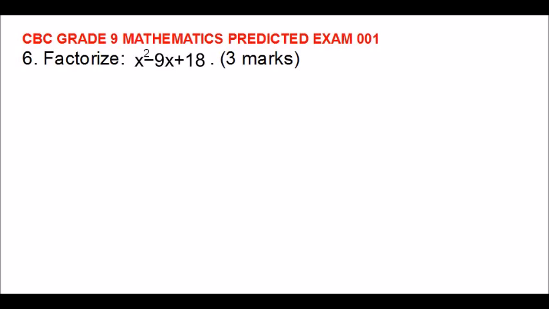This is question number 6, and we are told to factorize x squared minus 9x plus 18. How do you go about this? We call this a quadratic expression, where the highest power of x, the unknown, which we also call the index, is 2. That is referred to as a quadratic expression. How do we factorize this?